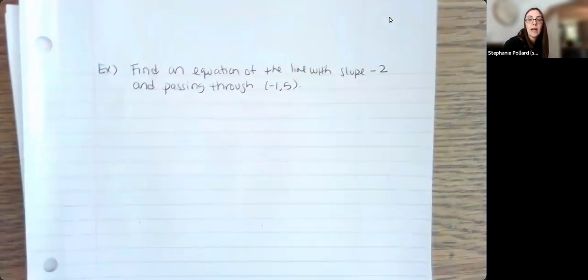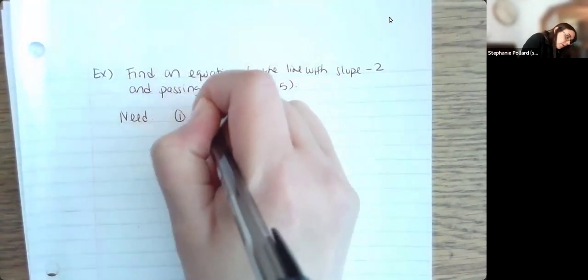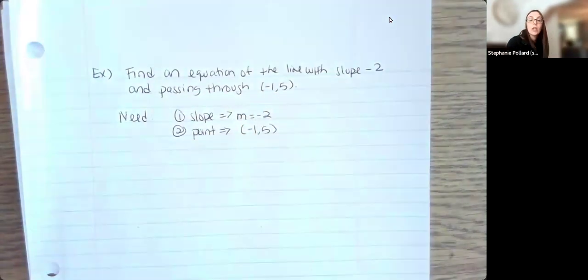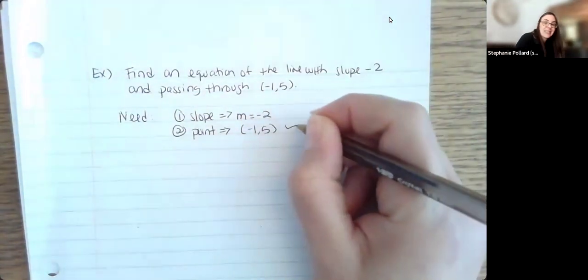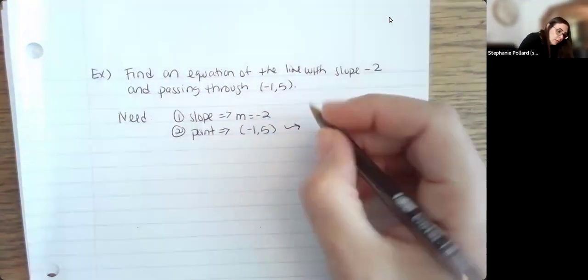Find an equation of the line with slope -2 and passing through the point -1, 5. Again, we're writing an equation of the line. So the two things I need are always going to be slope, which here I do know, it tells me my slope is -2. And I also need a point, which in this case, they're telling me is -1, 5. Notice that the x value is -1. It's not 0. So this is not the y-intercept.